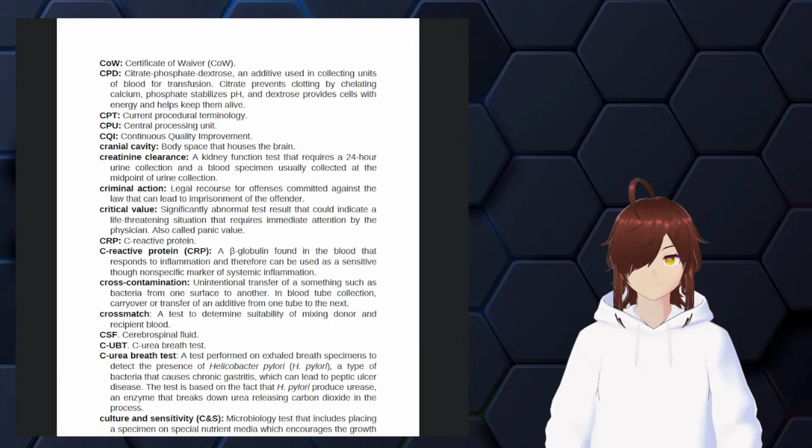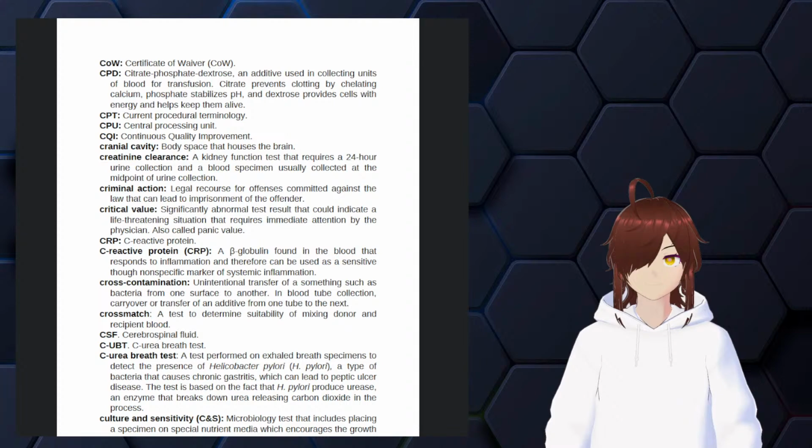CPD, citrate phosphate dextrose, an additive used in collecting units of blood for transfusion. Citrate prevents clotting by chelating calcium, phosphate stabilizes pH, and dextrose provides cells with energy and helps keep them alive. CPT, current procedural terminology. CPU, central processing unit. CQI, continuous quality improvement. Cranial cavity, body space that houses the brain.